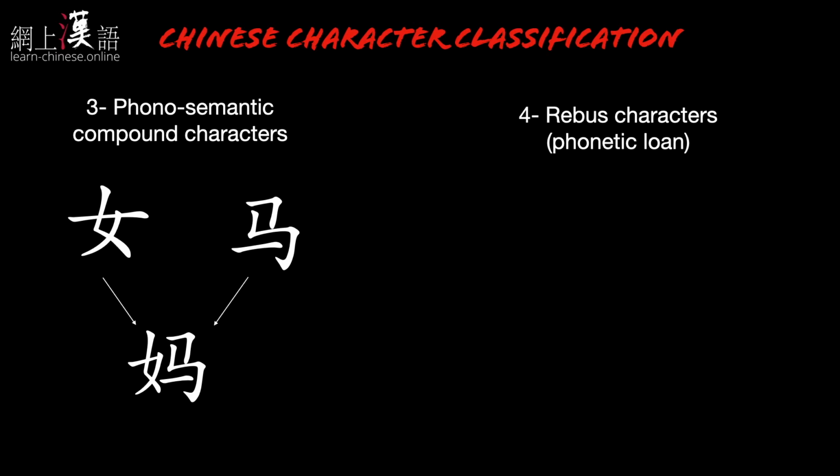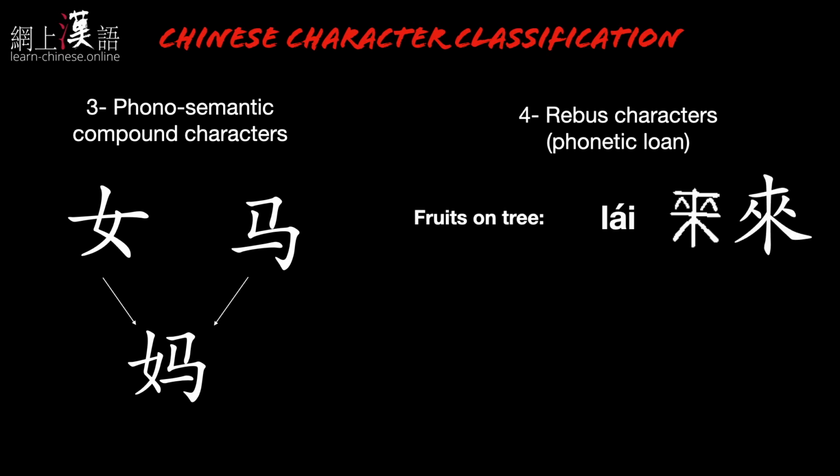Rebus characters are phonetic loans. For example, there is an unused character for fruits on trees, which is pronounced lai, and there is the word to come, also pronounced lai, but this word does not have its own character yet. So, we use the character for fruit on trees to write the word to come.